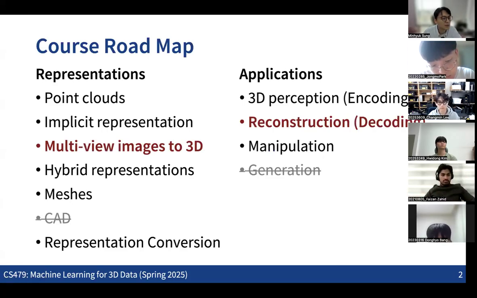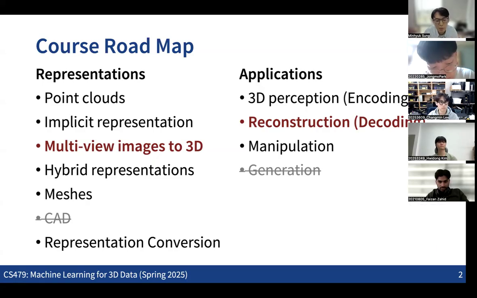We started by discussing how to encode and decode point clouds, and then we moved on to implicit representation and how effective it is at decoding 3D shapes and geometry. After that, we discussed reconstructing 3D things from multi-view images. We covered basic things about structure from motion, how we can estimate the camera poses from the multi-view images, and based on that, how we can do the 3D reconstruction.